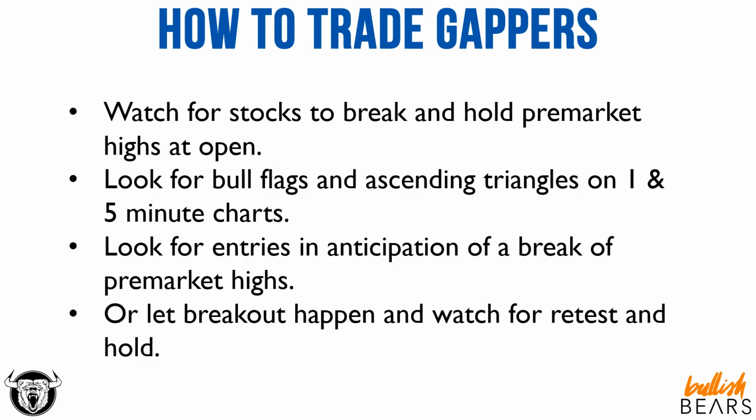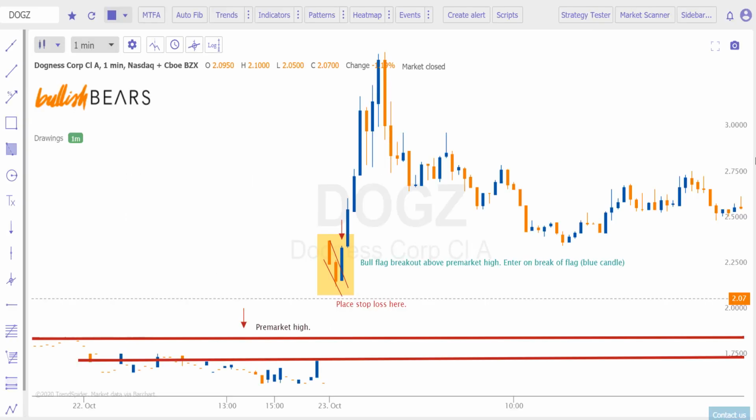What you want to do is either look for entries in anticipation of a break of pre-market highs, so you can watch for pullbacks and look for those little candlestick holds for a potential break of the pre-market high, or you could let the breakout happen, let the retest take place, and then get in on an entry after it holds the pre-market highs. Now here's an example of a stock that broke the pre-market high.